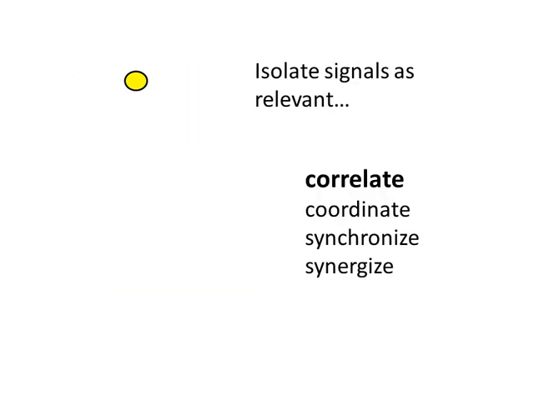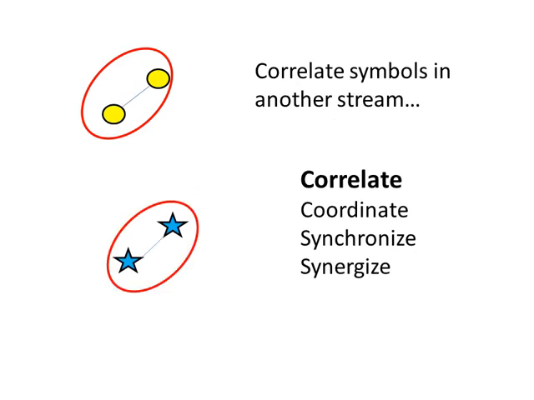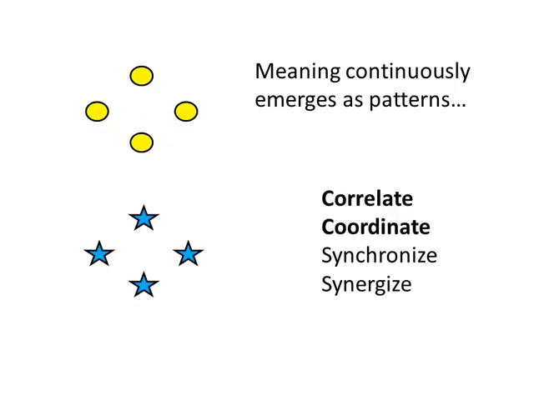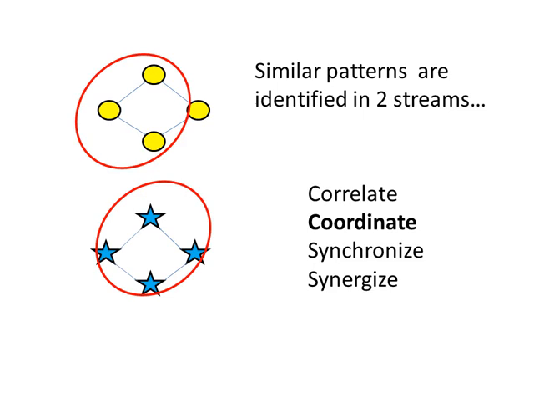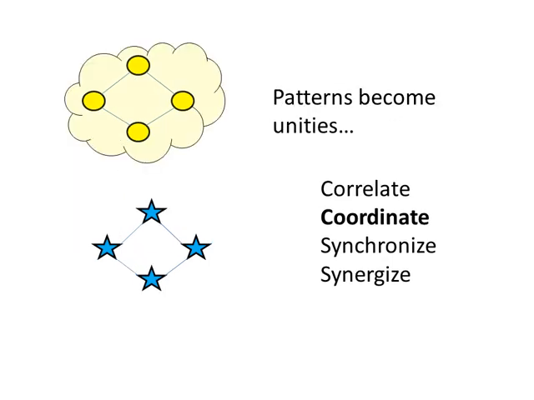Relevant signal is selected from the field of input. Correlation occurs with similar signals in the same stream as patterns are identified. The same occurs in the other streams. More patterns are identified and are recognized as units and as meaningfully similar across streams. Further parts are coordinated from the whole.